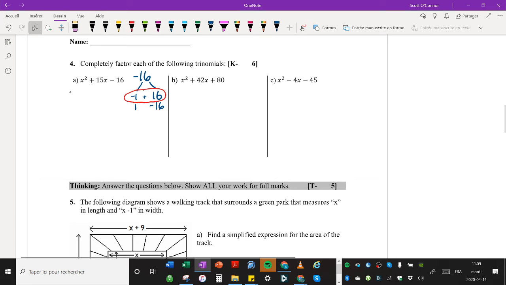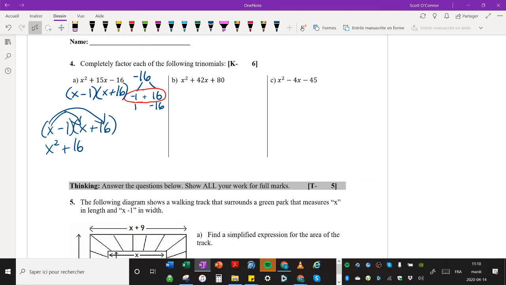All right, so now I can do x minus 1, x plus 16, right? And you can see if I multiply negative 1 times 16, I get negative 16. If I add negative 1 plus 16, I get positive 15. And you could always do FOIL, then you'll expand and simplify it, and you should get the exact same answer. I'll just do that really quickly as a demonstration. So here I get x squared, here I get 16x, here I get negative x, and here I get negative 16, and when I simplify, I get what I started with, and so my answer is correct.